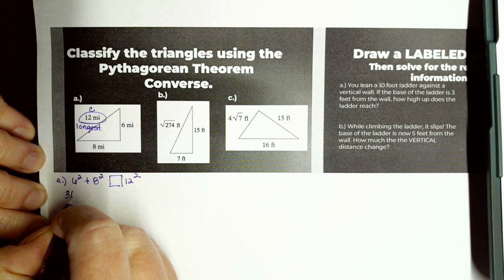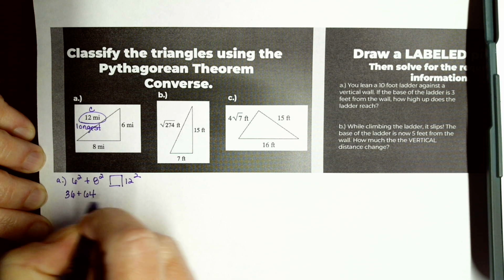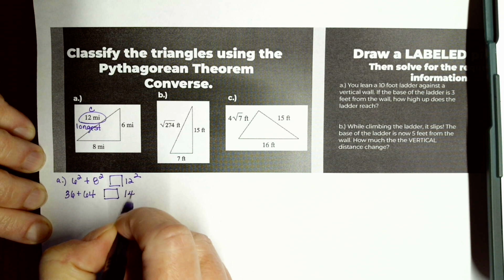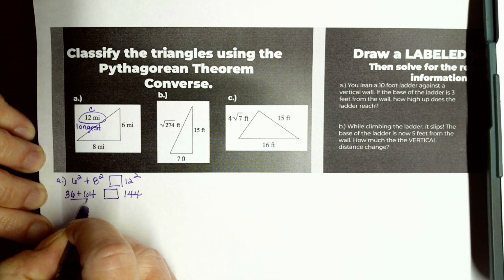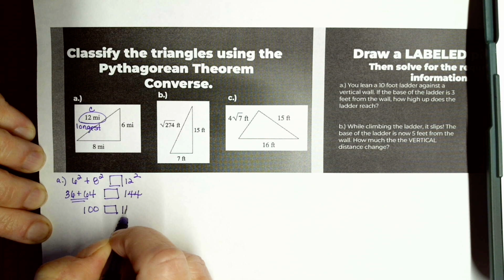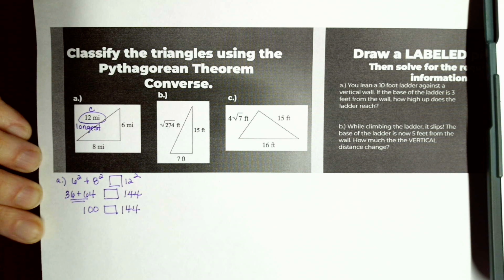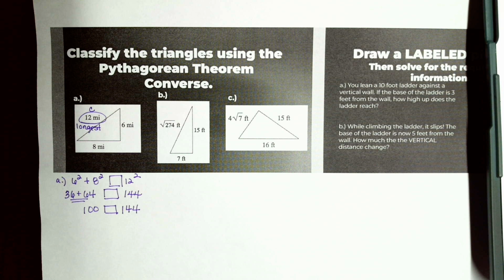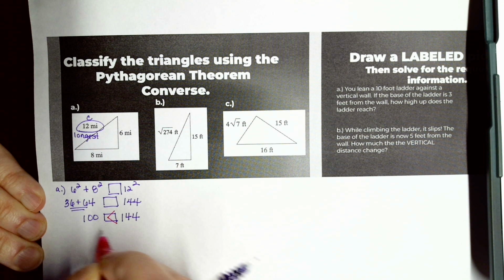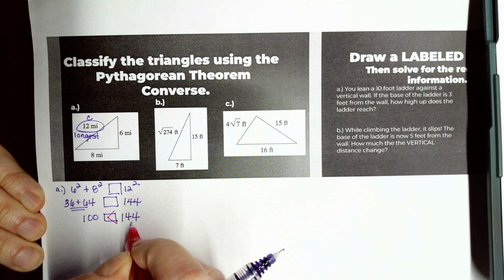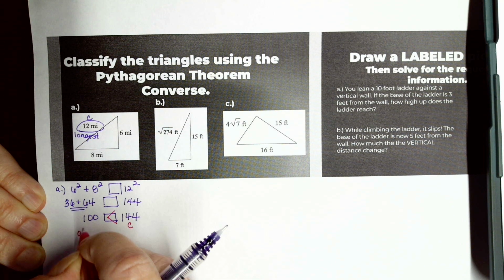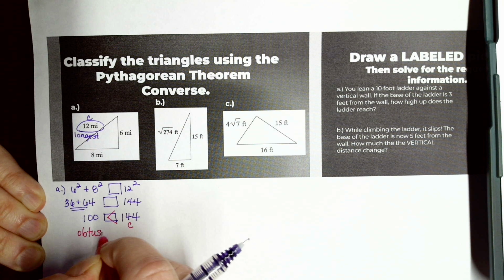So I'm going to get a 36 plus 64. And again, I'm curious, how does that relate to 12 squared, which is 144? So a little bit of simplification. I'm going to get a 100 and I'm going to get a 144. All right, so the alligator mouth always faces the side that's bigger. So in this case, okay, 144 is bigger than 100. The c wins, right? That's my c side. If that side is bigger, this is an obtuse triangle.